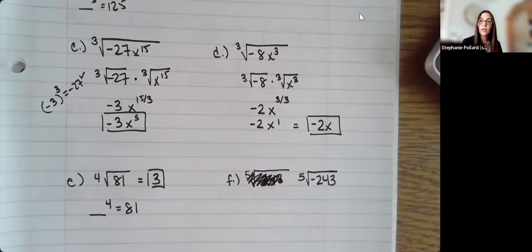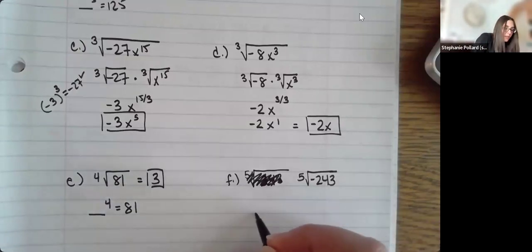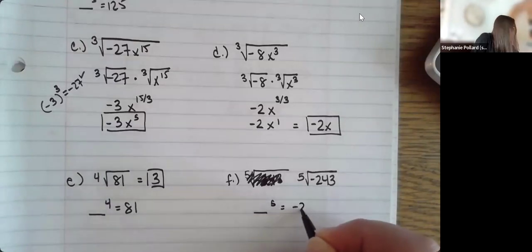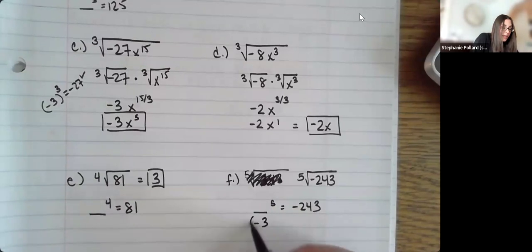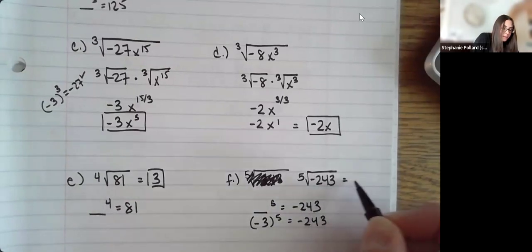And then for the last one, looking at a fifth root here of negative 243. So again, just kind of asking yourself that same question. Well, what to the fifth power would be negative 243? And the answer there is actually negative 3. You do negative 3 to the fifth power, you do get negative 243.